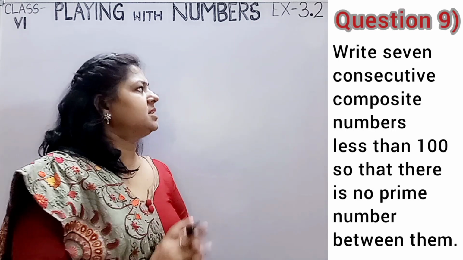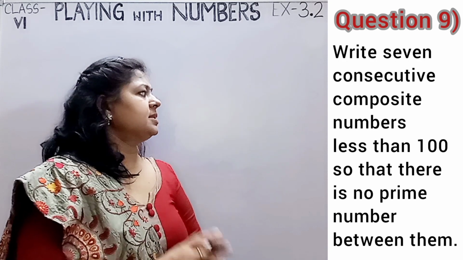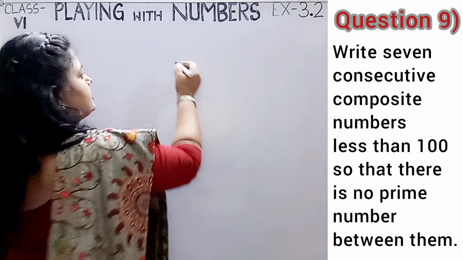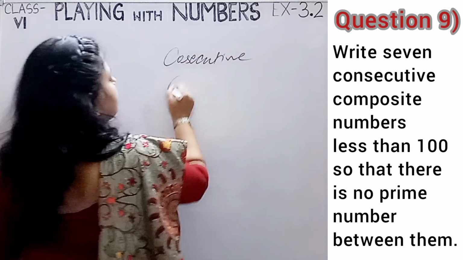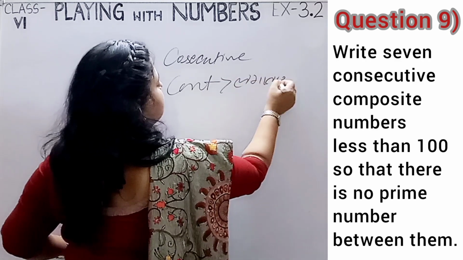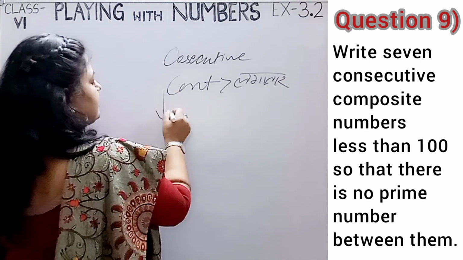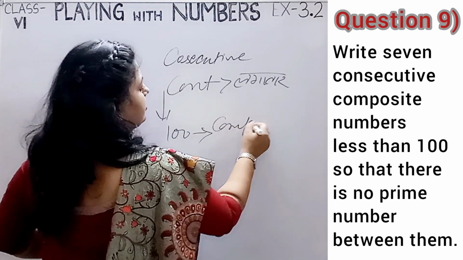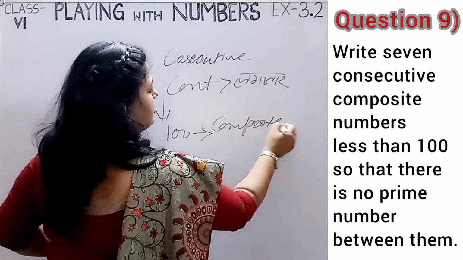Write 7 consecutive composite numbers less than 100 so that there are no prime numbers between them. So here consecutive means continuously, लगातार. There should be no gap between the numbers, it should be less than 100, and the numbers should be composite only. There should be no prime numbers in this set.